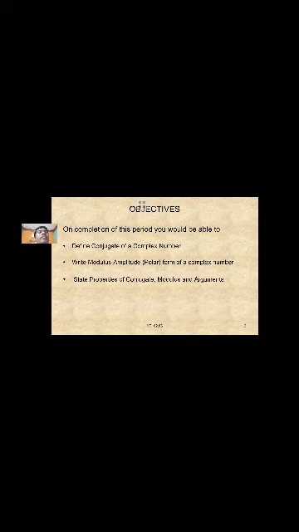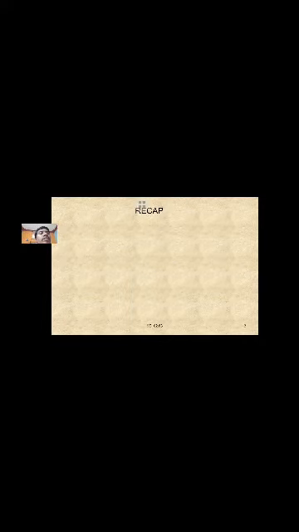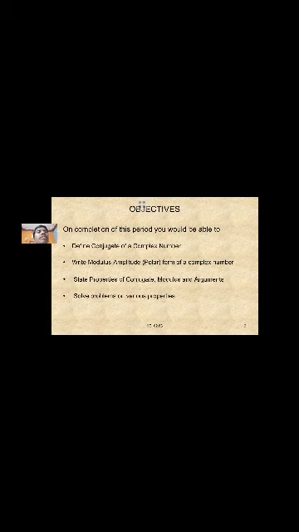Objectives. On completion of this period, you would be able to define conjugate of a complex number, write modulus, amplitude, we can say polar form of a complex number, state properties of conjugate, modulus, and arguments, and solve problems on various properties.